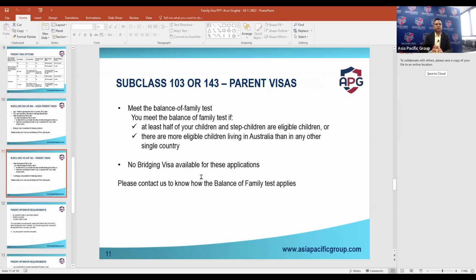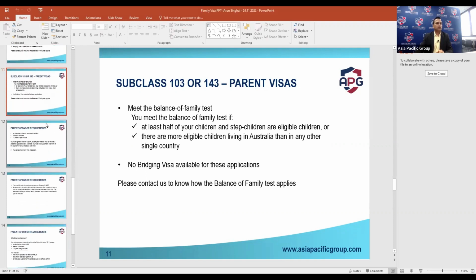Okay. When we talk about the offshore parent visas 103 and 143, although these are offshore visas, we can still lodge them in Australia. But regardless, we will still not get the bridging visas for 103 and 143. So 103 is a normal parent visa. It takes 30 years. 143 is the contributory parent visa. The second visa application charge is 43,600 at the moment. The balance of family test still applies for both of these visas.